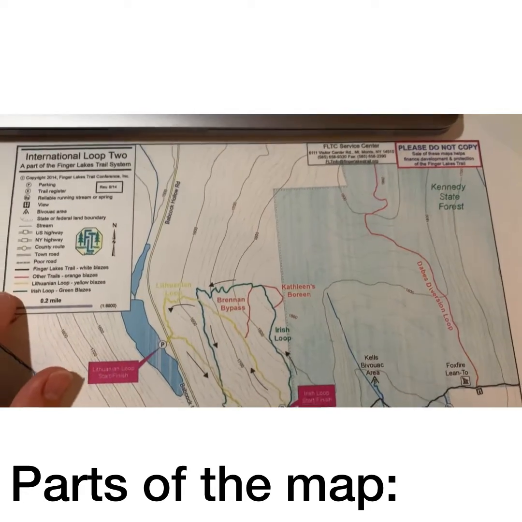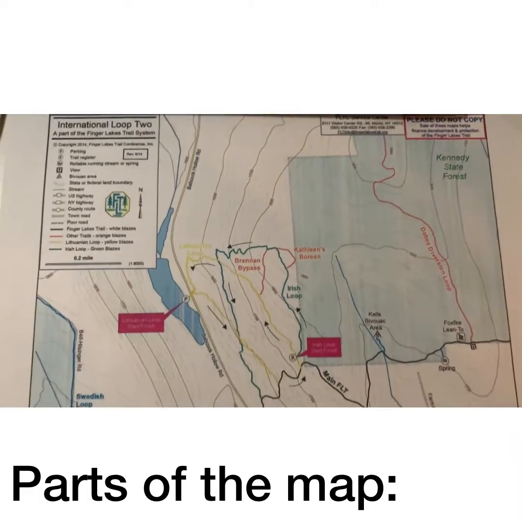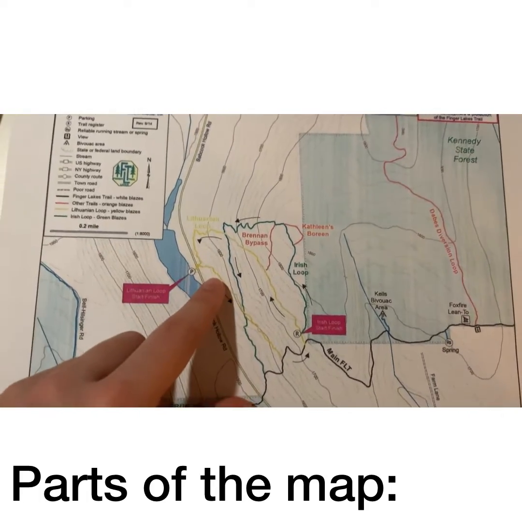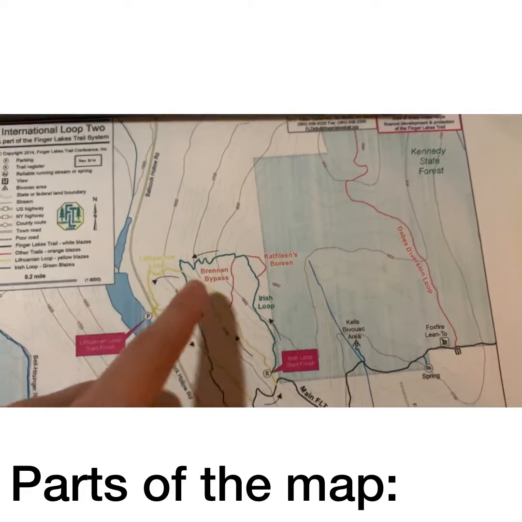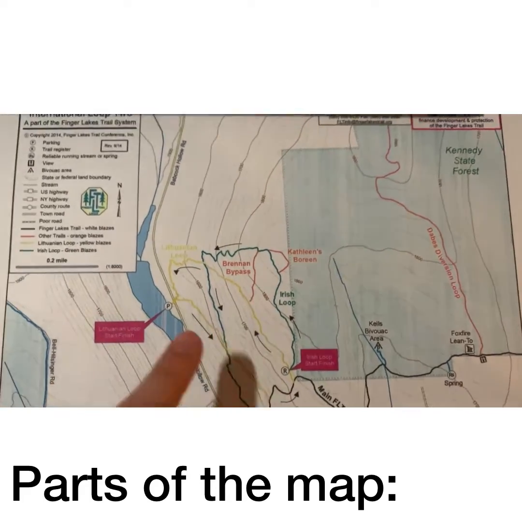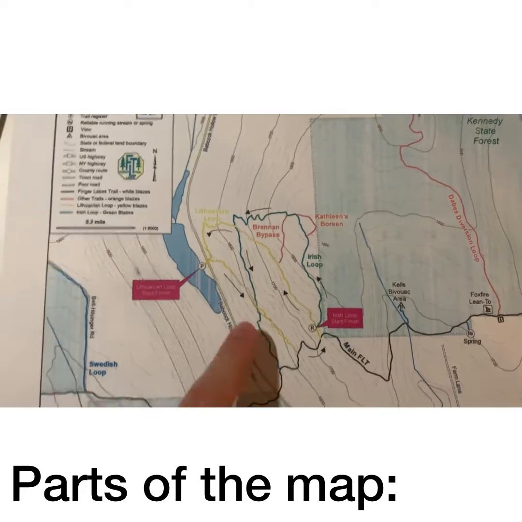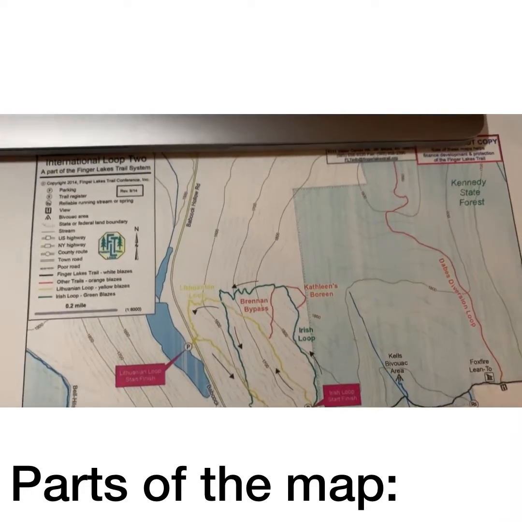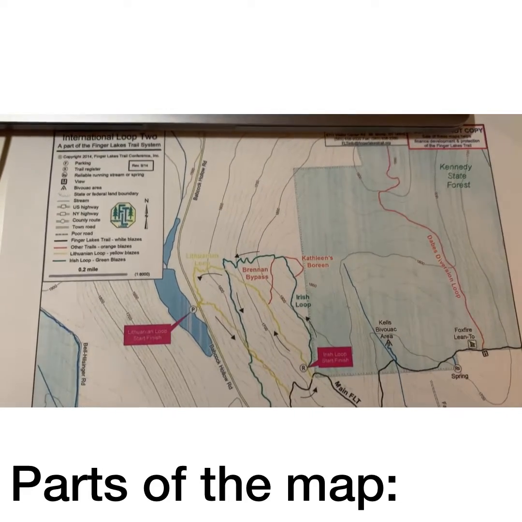We have the different trails. So we have the Finger Lakes Trail, which is this dark line here. We have the Yellow Trail, which is right here. We have the other trails, which are right over here. And we also have the Irish Loop, which is right here. So you also have a lean-to here. So you want to make sure that you are able to identify where shelter is if you need it.